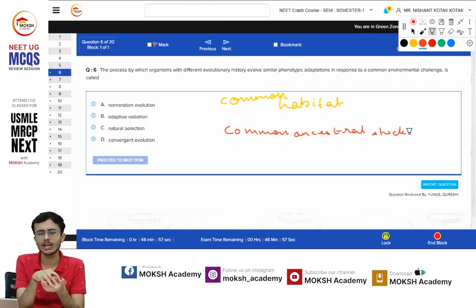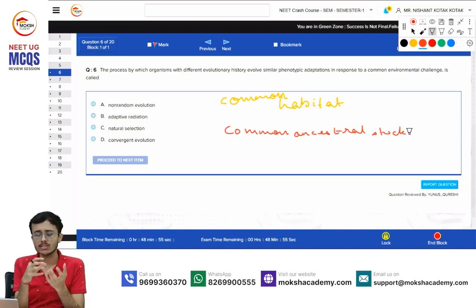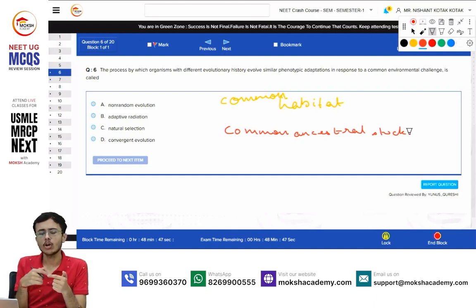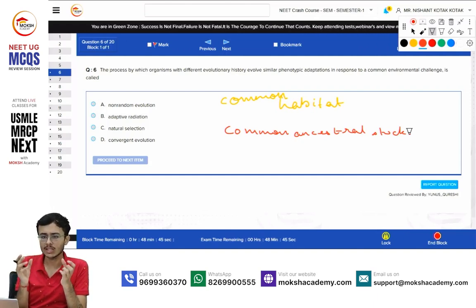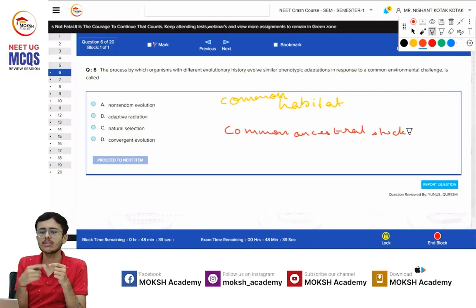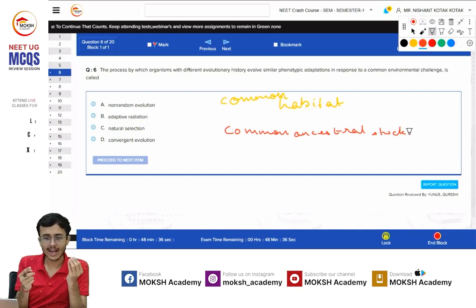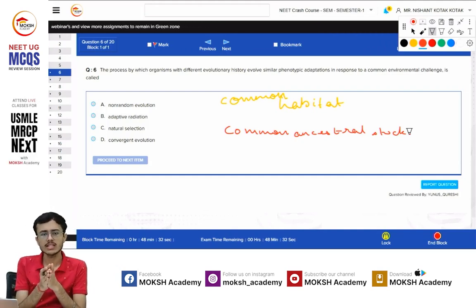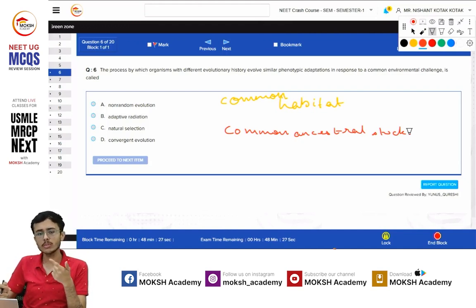For example, an aquatic habitat. Now they need to have adaptations to survive in that aquatic habitat, although they do not have a common ancestor. So when they have a common habitat and their organs are anatomically differently structured, the common habitat will make them have similar features. Different structures anatomically, but common function. The most common example given in the NCERT for this is the wing of a bird and the wing of an insect. When you look at them, both of them are used for flying.